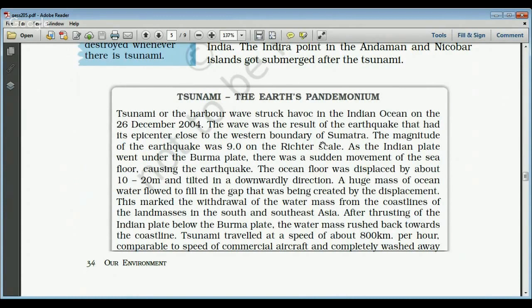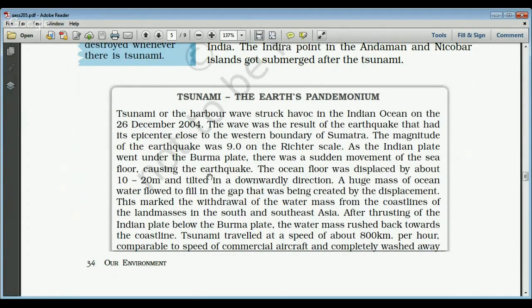I have told you that the tsunami always happens after the earthquake. So this was the result of the earthquake that had its epicenter, see, these terms epicenter and focus we have already discussed in the previous chapters. Please refer to our previous chapter videos for these terms. The epicenter occurred close to Sumatra, and the magnitude was 9 on the Richter scale. So it was a very big, very destructive earthquake.